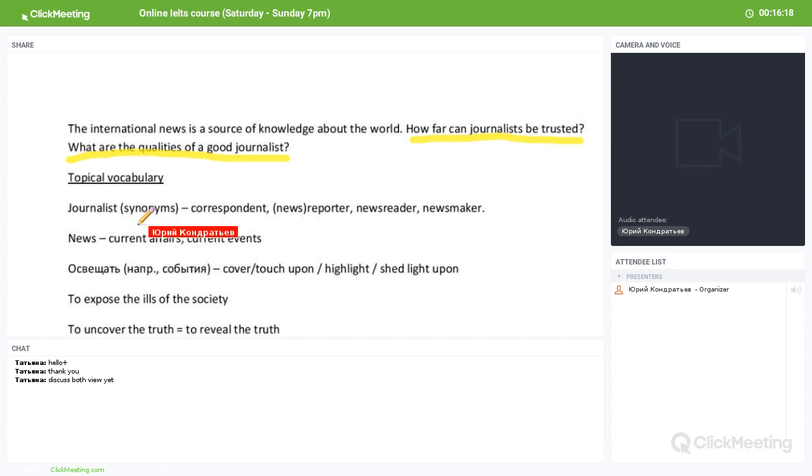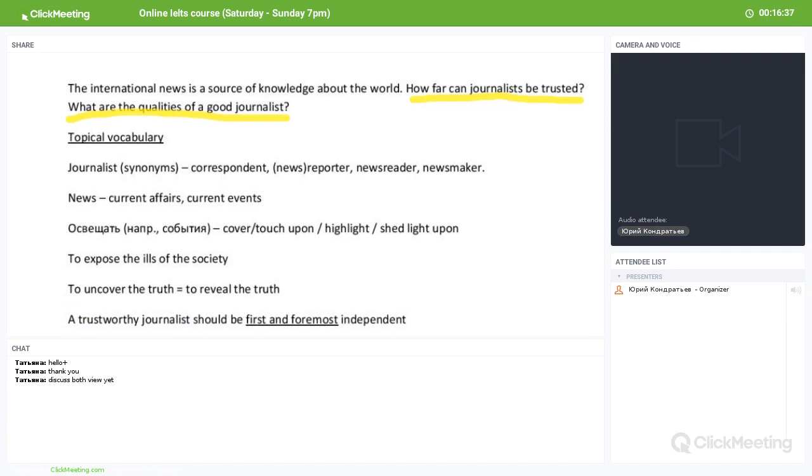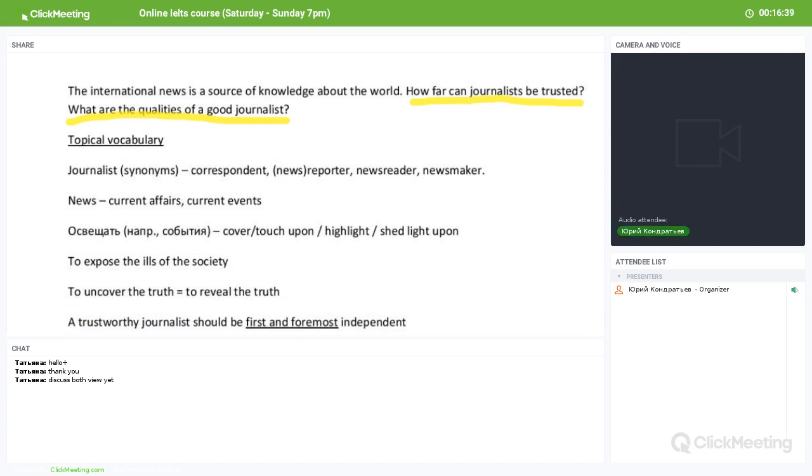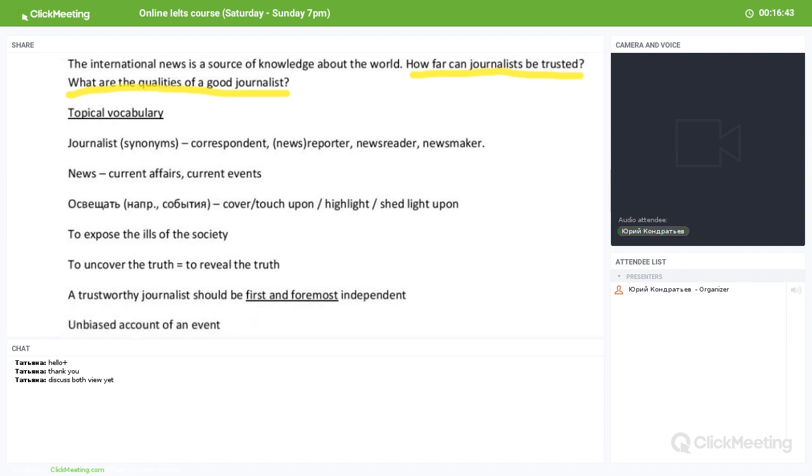Then synonyms for news can be current affairs or current events. An expression that you need here is to cover events, or touch upon events, or highlight events, or shed light upon events. These 4 should be enough. Then you can also expose the ills of the society, right? Then uncover the truth, or reveal the truth. That's what an ideal journalist should do.